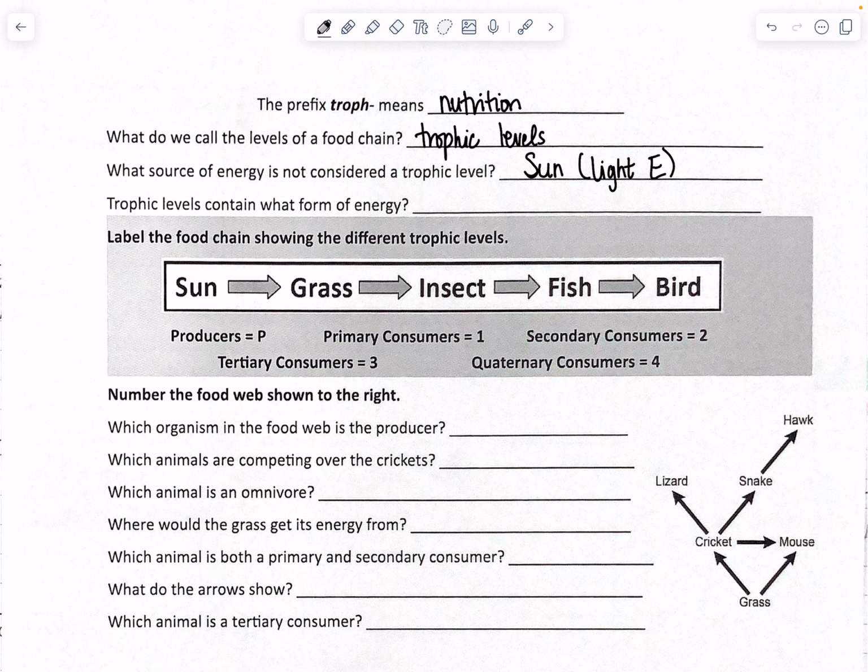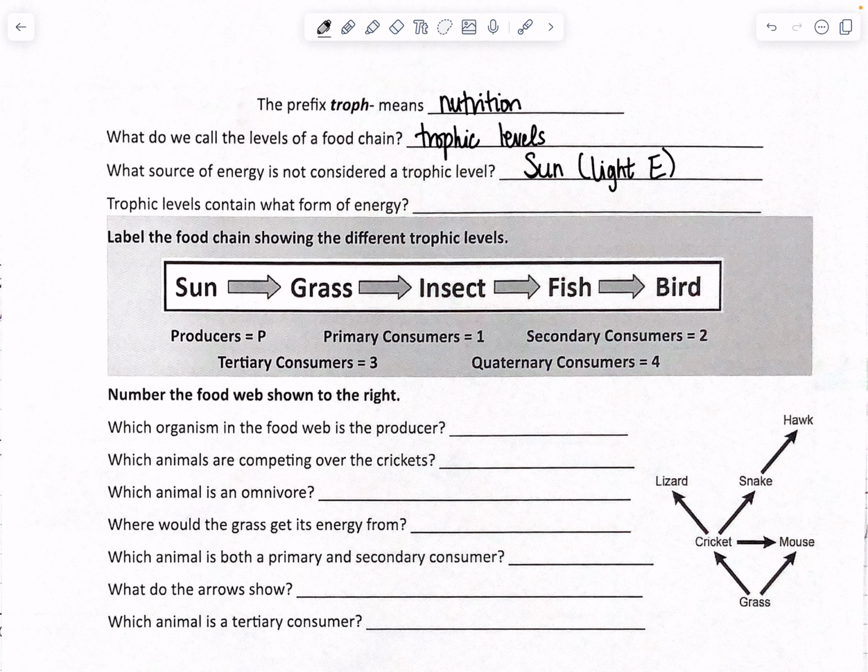Okay, so let's look at an example of a very simple food chain that's shown in this picture. It starts off with the sun. That's our initial source of energy. And then we have the grass, we have an insect, we have a fish, and we have a bird. So what they want you to do is label all the different parts of this food chain.